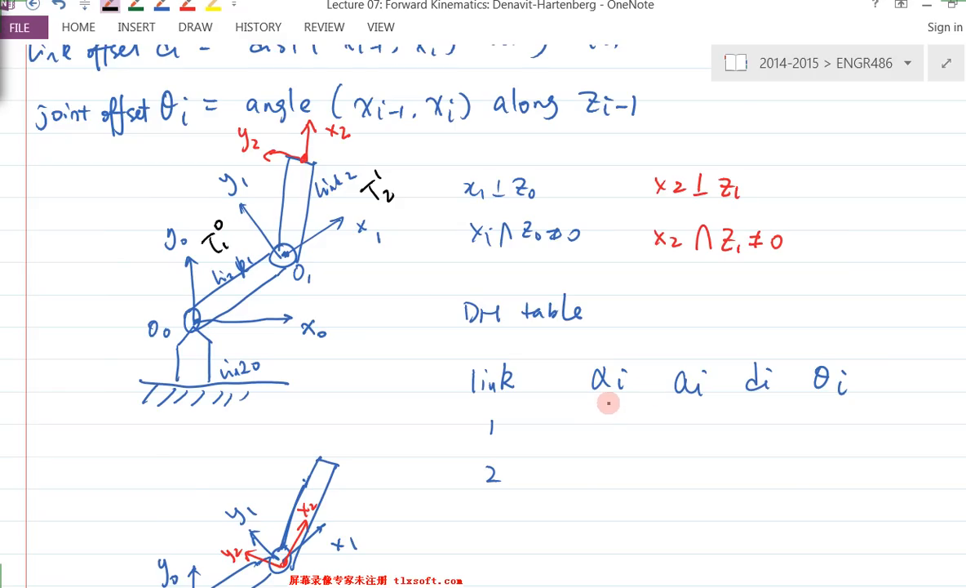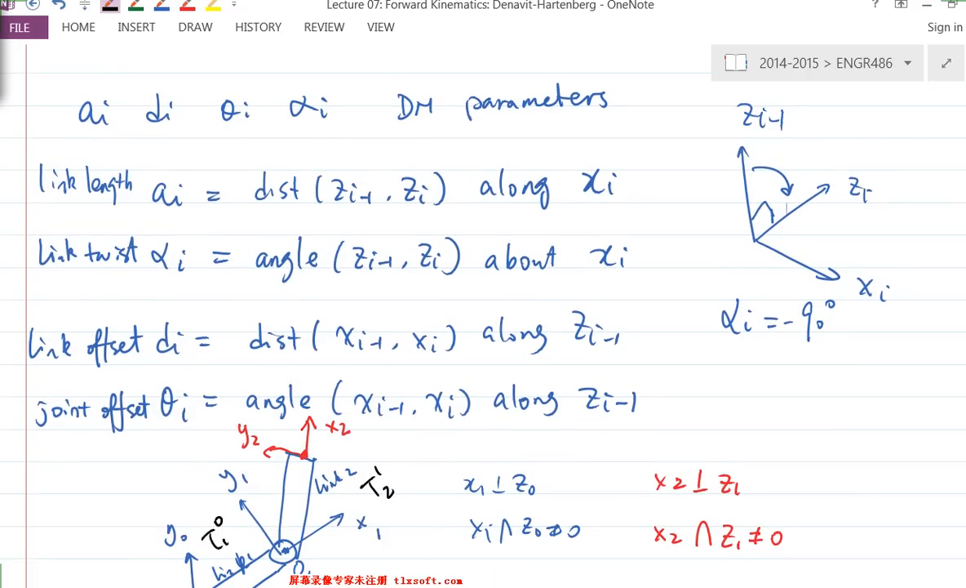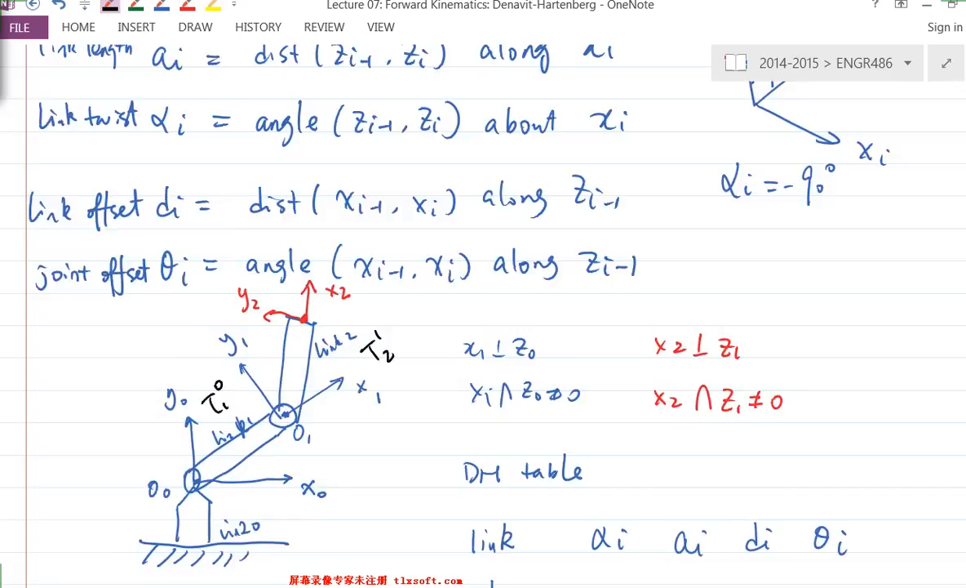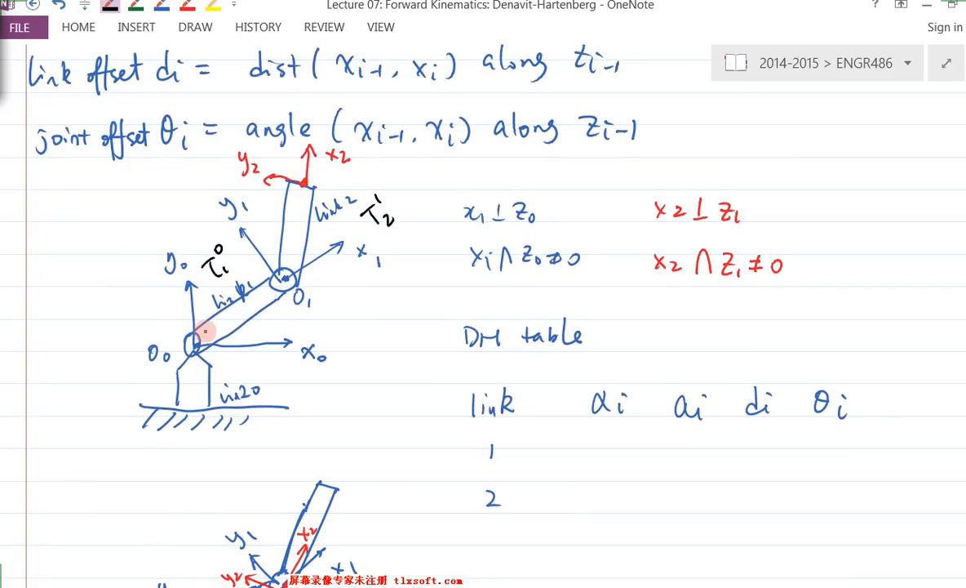What will be the alpha i value? What will be the a i? What will be the d i? What will be the theta i? Meaning alpha 1, a 1, d 1, theta 1. So what's the alpha 1 value? Resort to your table. Alpha is the angle between the two z-axes about x i. What is the nature of the two z-axes here? Parallel. So the angle between the two z-axes about x actually is 0.